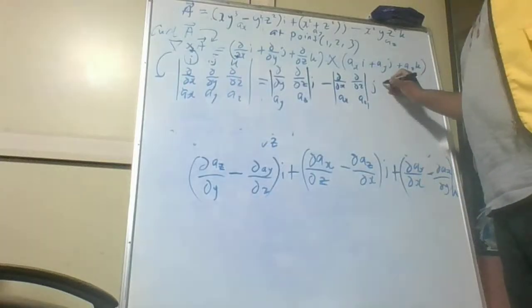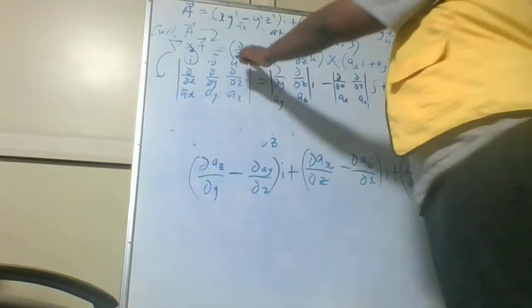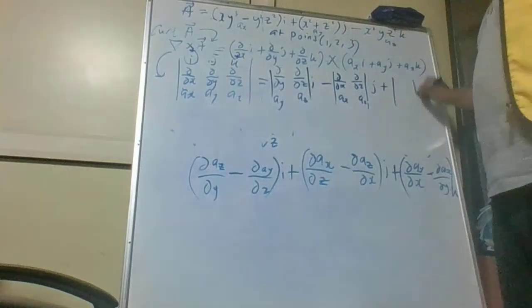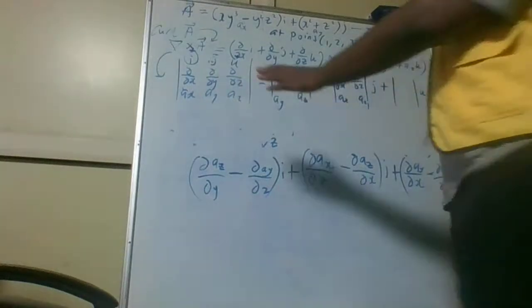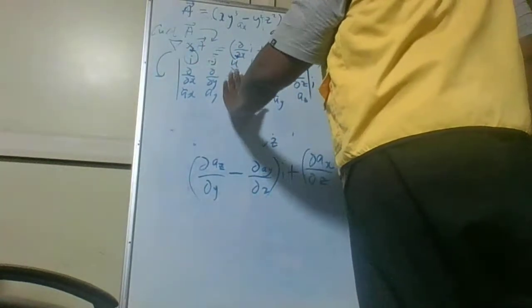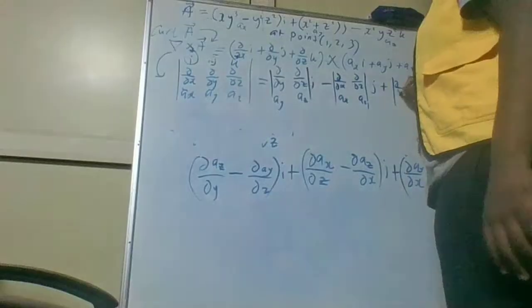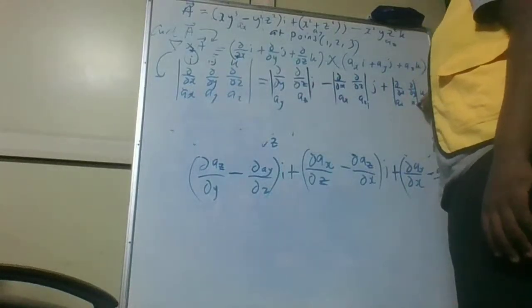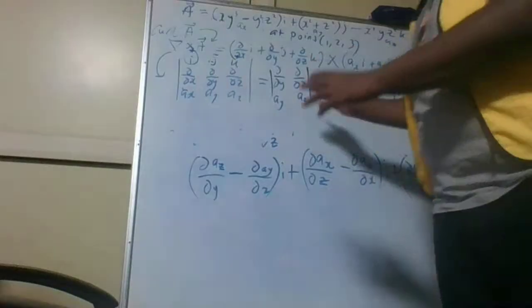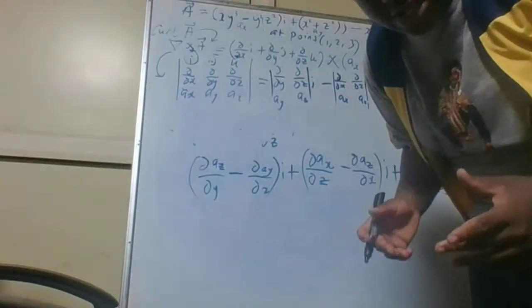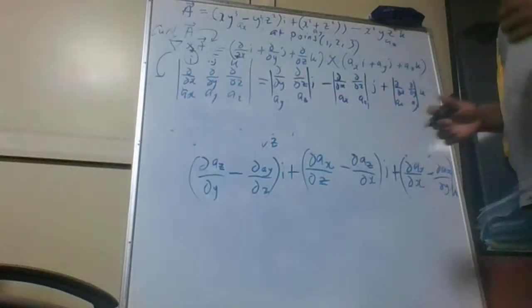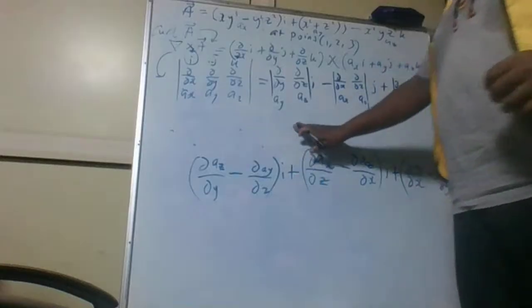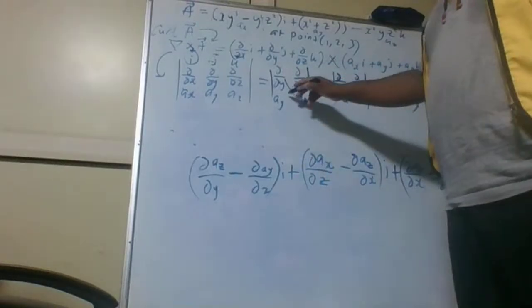Okay, then the last one is for K. You can see it's plus K, so you have plus here. Then you have a matrix and you have K. You are removing the first row and last column. So what you are left with is partial X and partial Y, AX and AY. Now the last part is to find the determinant of the 2 by 2 matrix. How do you find the determinant of a 2 by 2 matrix? It is the normal, standard way. You do this times this minus this times this.